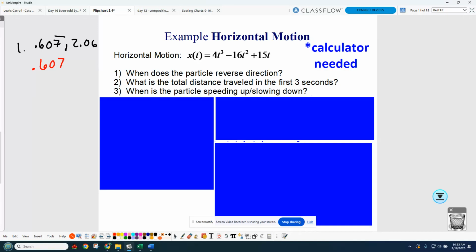Will they, on every calculator test, will we be able to use it? Probably. There are other answers? 0.7.